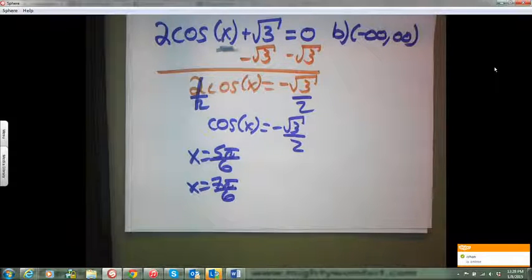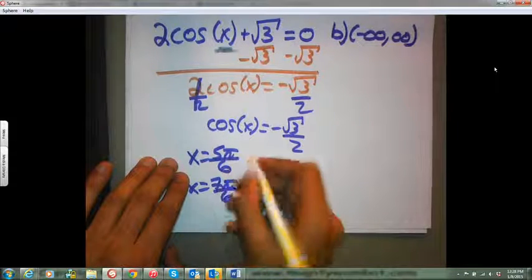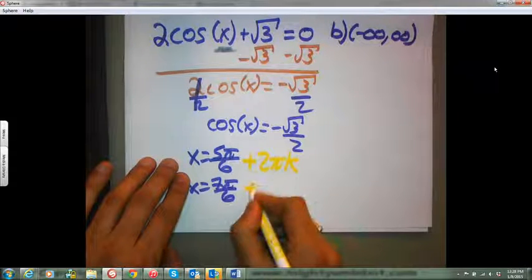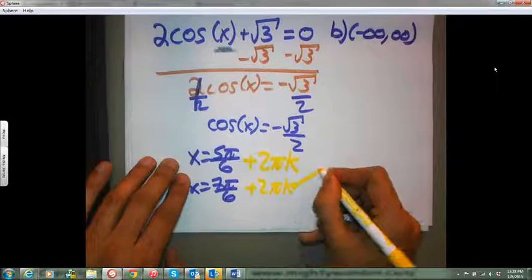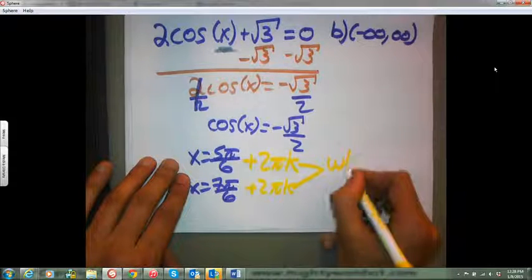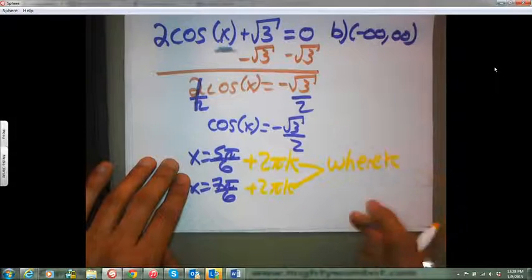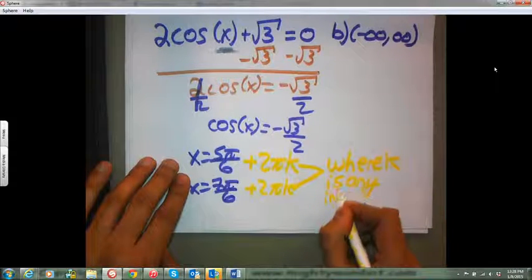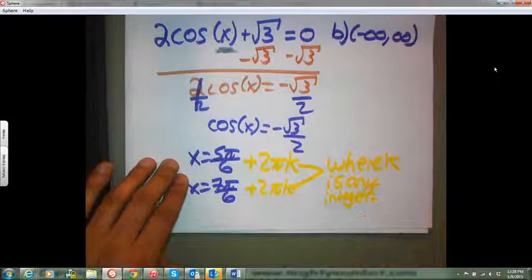So, there must be a better way to write this than to sit there and write every single solution by hand. And in fact, there is a better way to write this. Here's what we do. We say the answer is 5 pi over 6 plus 2 pi k. And I'll explain what this means in a second. But please make sure you get this down. And then you have to write where k is any integer.